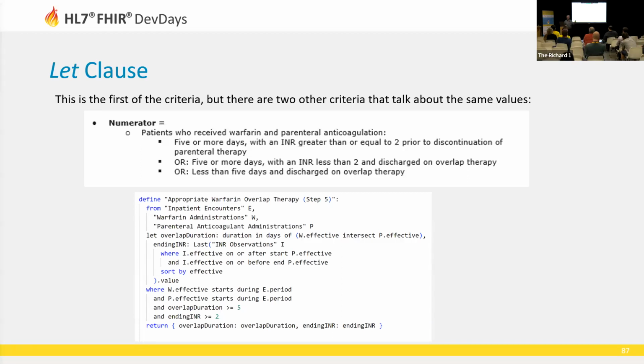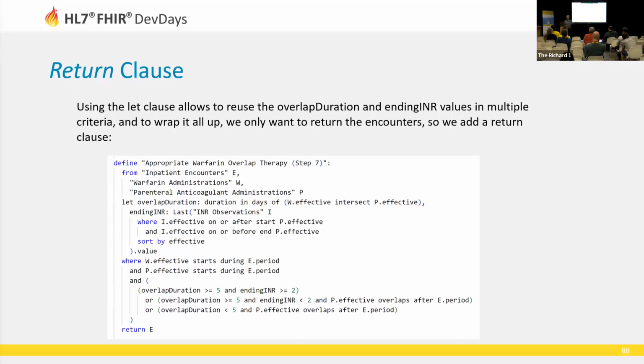Now that I have those lets, I can express those other 2 criteria by just saying the first bit: the overlapping duration is greater than 5 and the ending INR is less than 2, and it overlaps the end of the encounter, or the overlap duration is less than 5 and the parenteral effective overlaps. So I can reuse those same expressions to get that criteria. All right, that's what I wanted to get through.